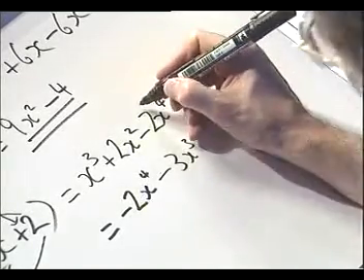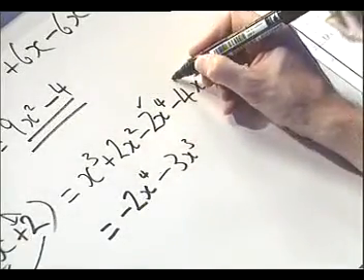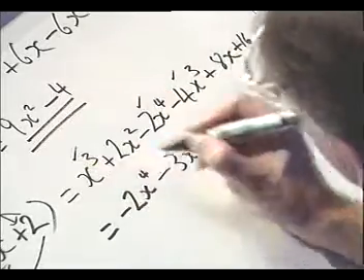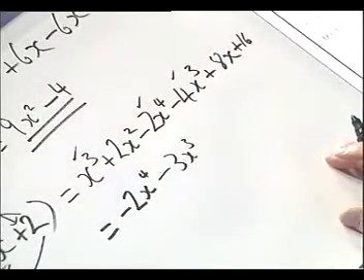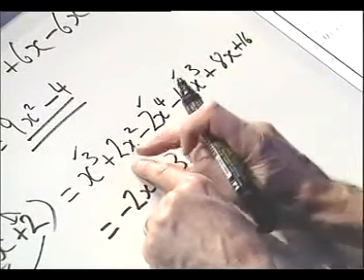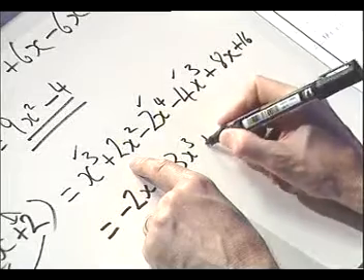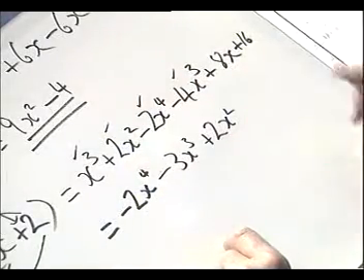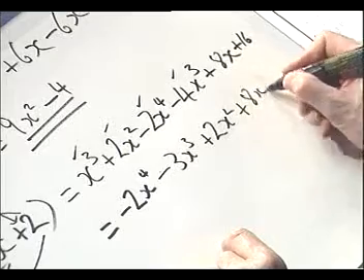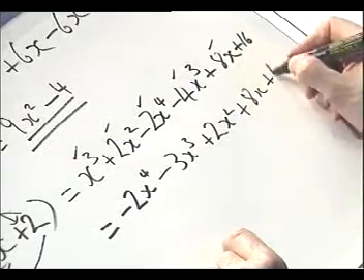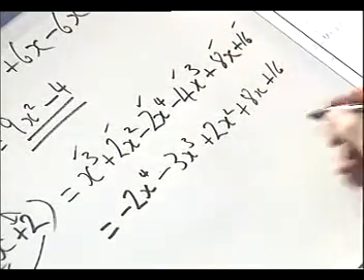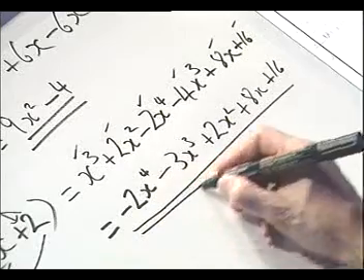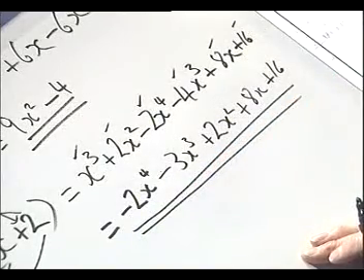Sometimes it helps just to put a little tick on top of them, just to show that, yeah, we've actually dealt with those. X squareds, only one, that's there. Plus 2x squared, so we've dealt with that one. Plus 8x, we've dealt with that one. Plus 16, we've dealt with that one. And so there, our answer.